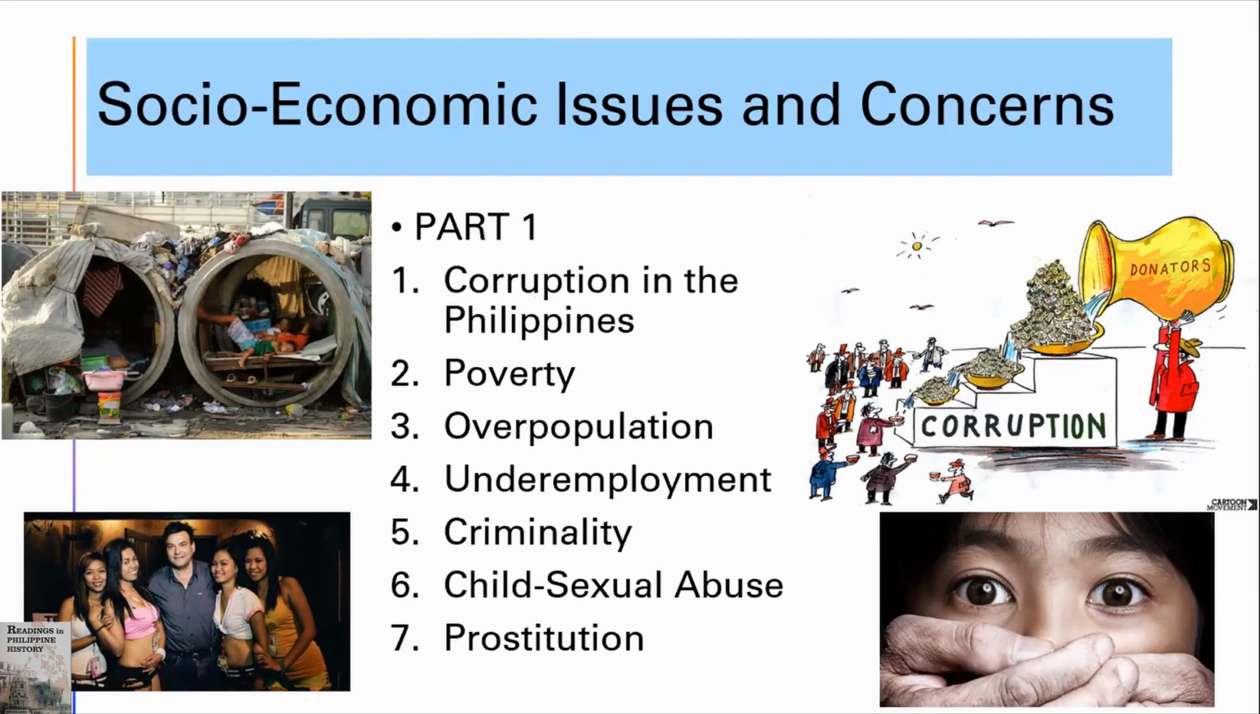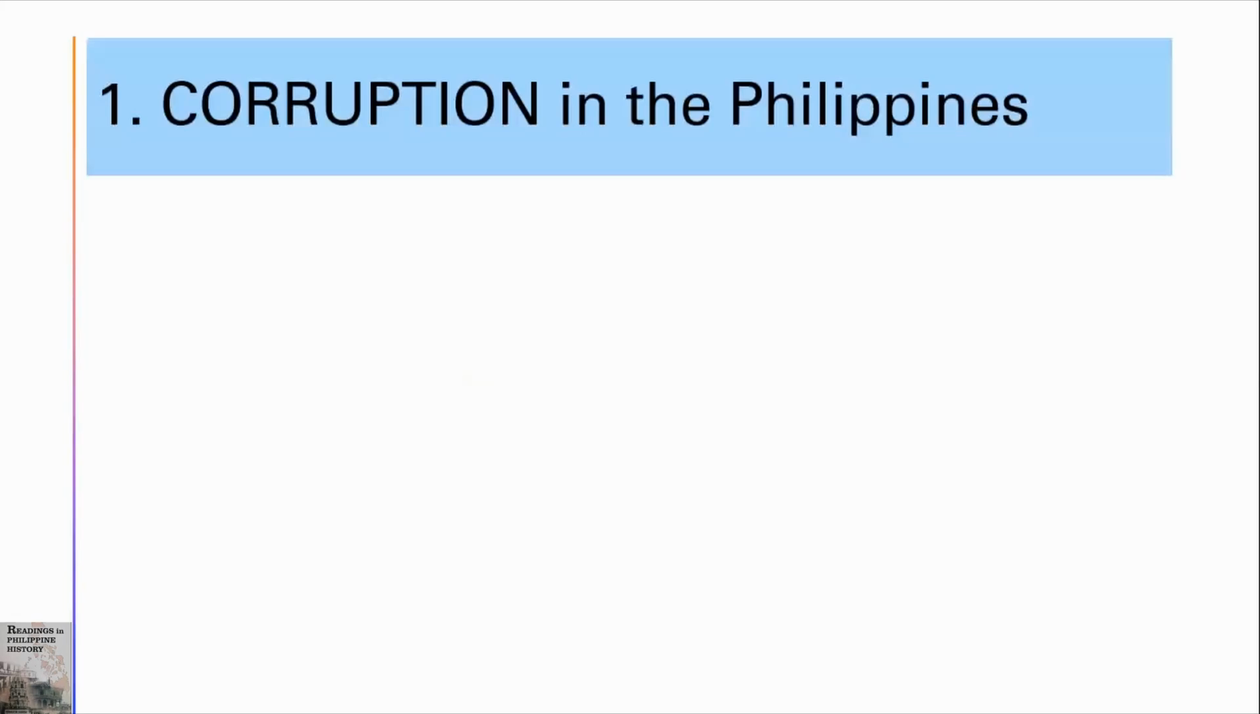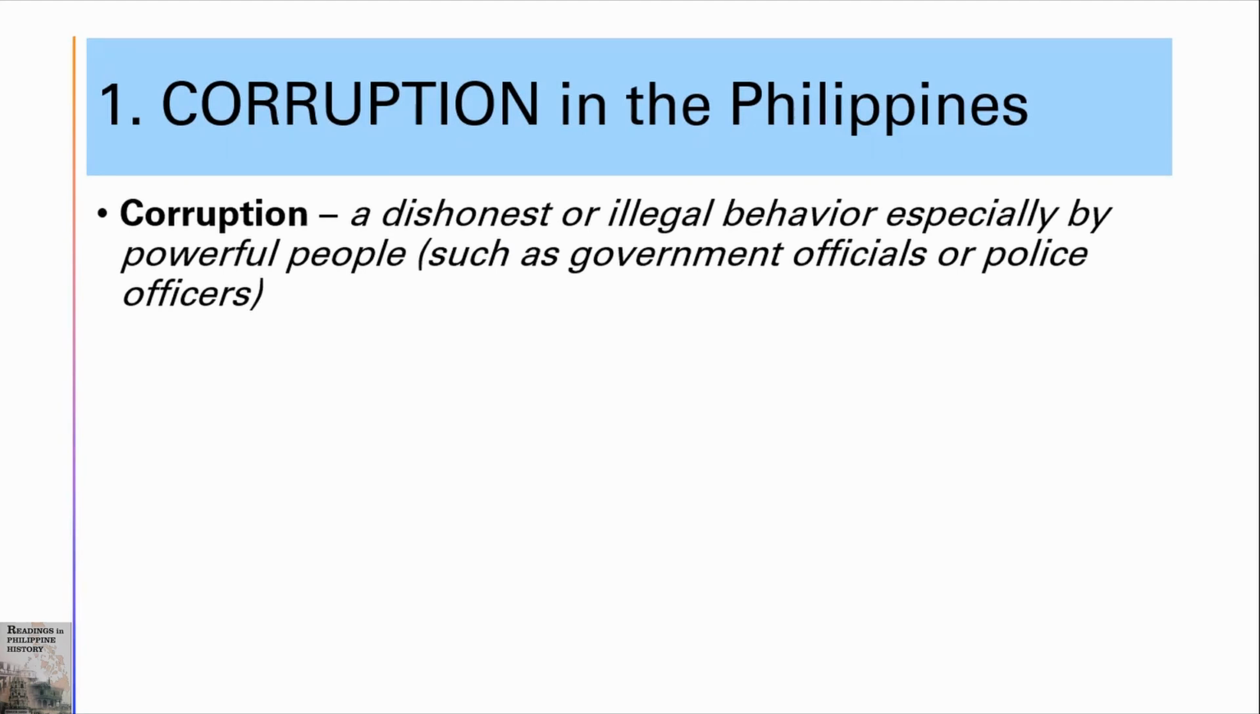So, corruption. This illustration summarizes everything. Okay, corruption in the Philippines. What do you mean by corruption? Corruption is dishonest or illegal behavior, especially by powerful people, such as government officials or police officers. I know that even at your young age, you're aware of this corruption. You can see this in your own locality in the Philippines, nationwide.